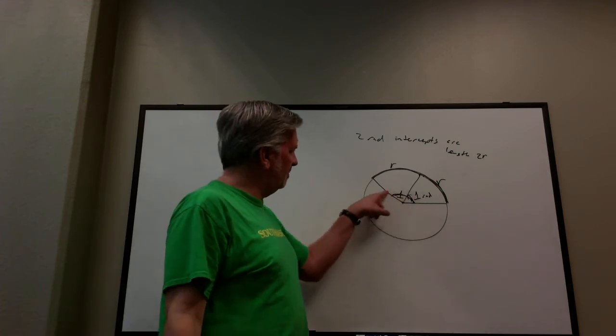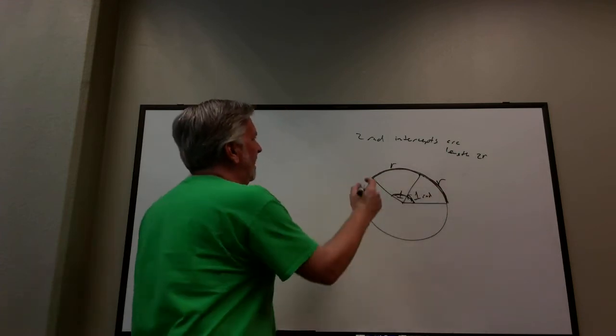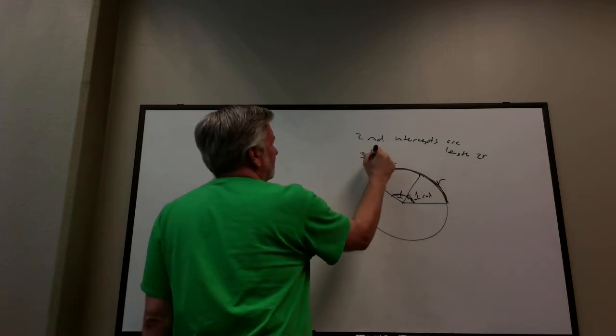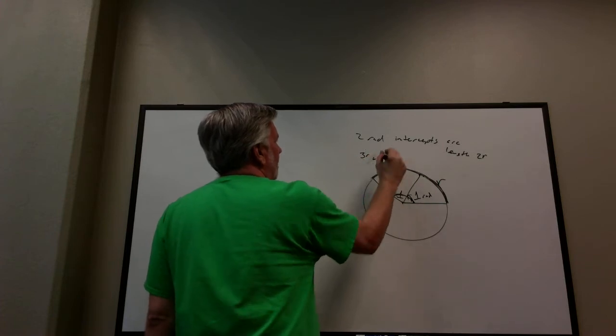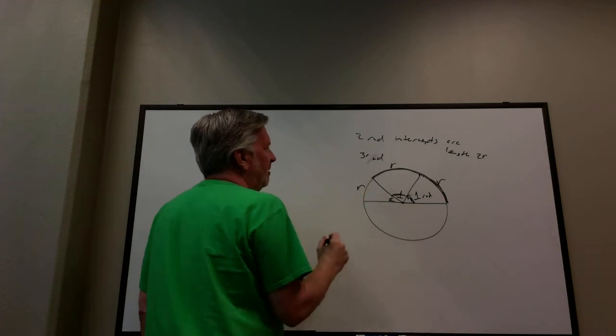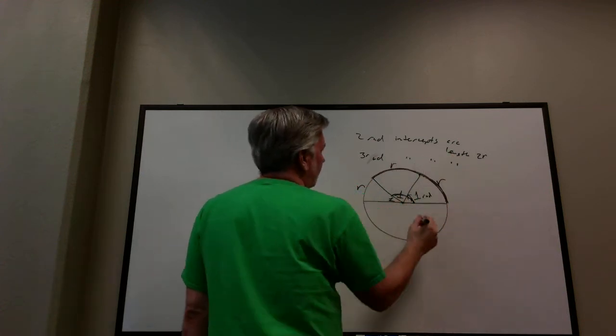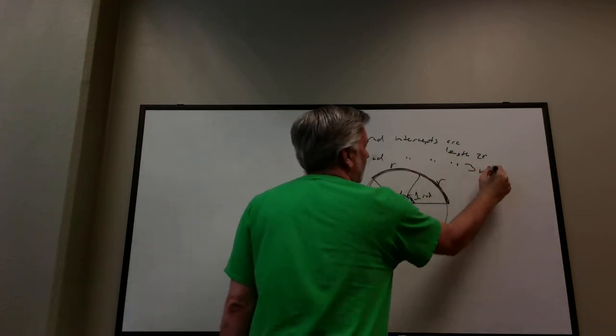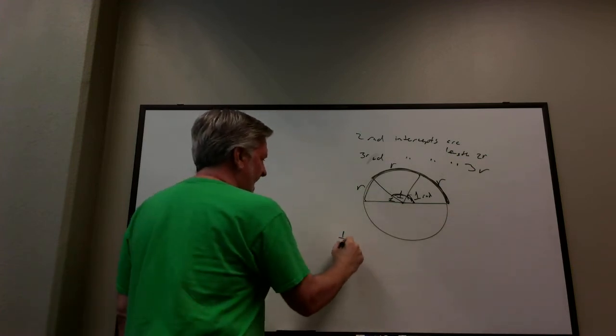Right? 2 radians cuts out 2r. What if I did 3 radians? Right? 3 radians, I'll put another one here. That would intercept an arc of length what? 3r. What if I did half a radian?